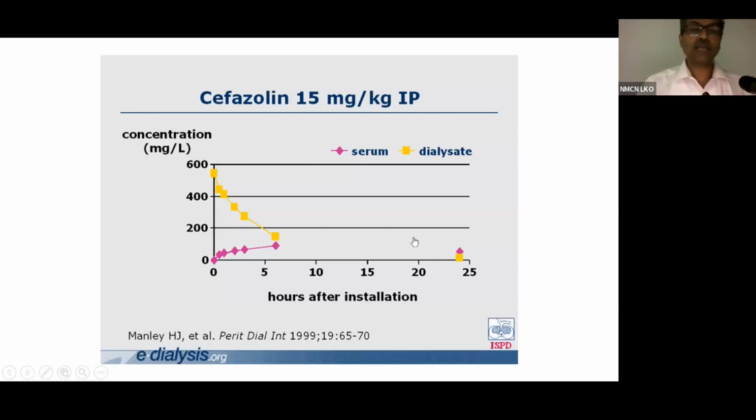So here, what happens when you give a single dose? Cefazolin is the drug of choice given to this patient. Cefazolin has been given. This cefazolin we use once a day, in 24 hours. What happens? This cefazolin has been given intraperitoneally.